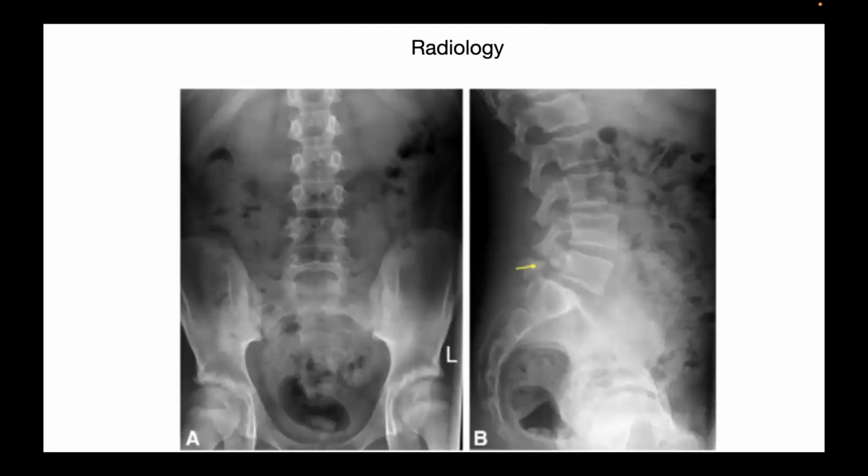Coming to radiological signs, here in this X-ray, there's a lumbar spine AP and lateral, where we can clearly see a break in the pars interarticularis at the L5 vertebra in the lateral view of the X-ray. The break in the pars interarticularis will usually be seen just below the pedicle level.